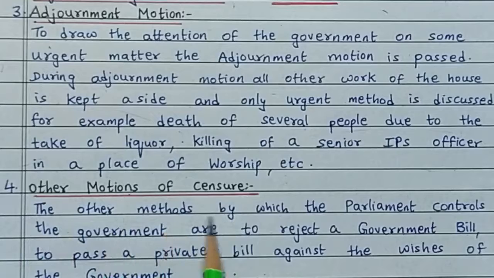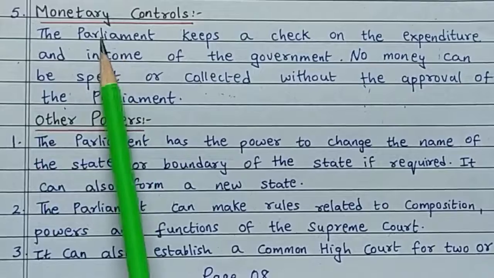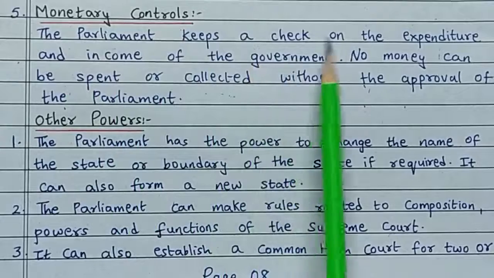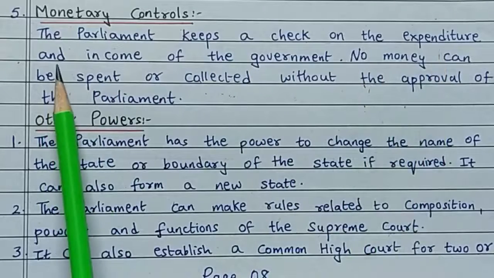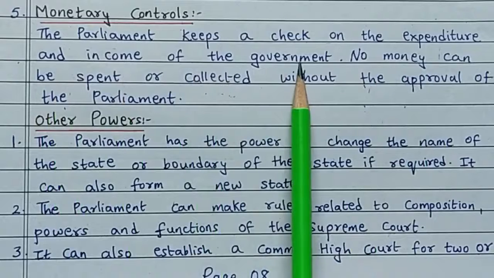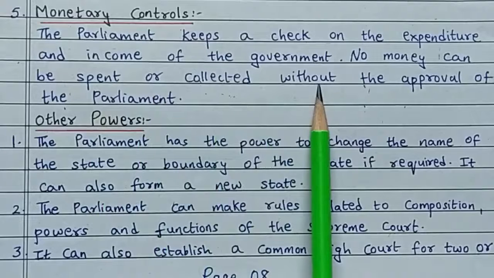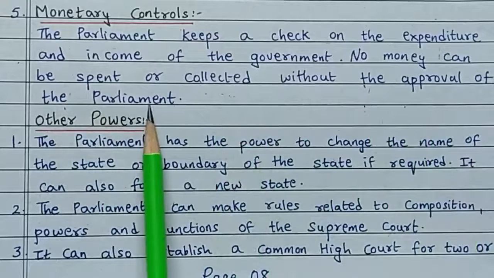Number 4. Other motions of censure. The other methods by which the Parliament controls the government are to reject a government bill, to pass a private bill against the wishes of the government, etc. Number 5. Monetary controls. The Parliament keeps a check on the expenditure and income of the government. No money can be spent or collected without the approval of the Parliament.